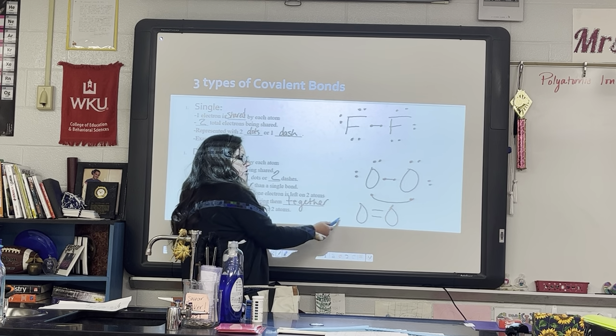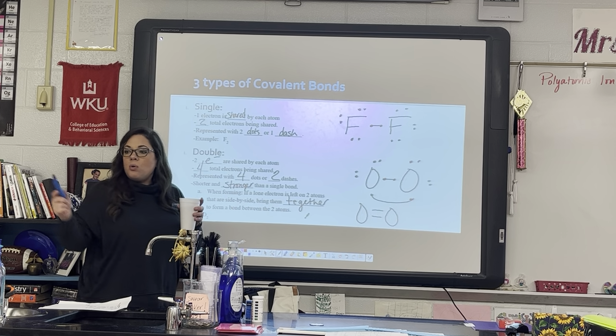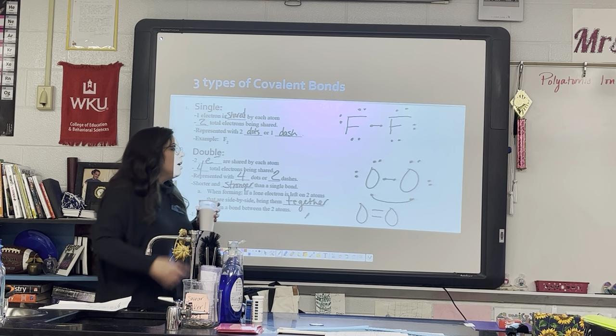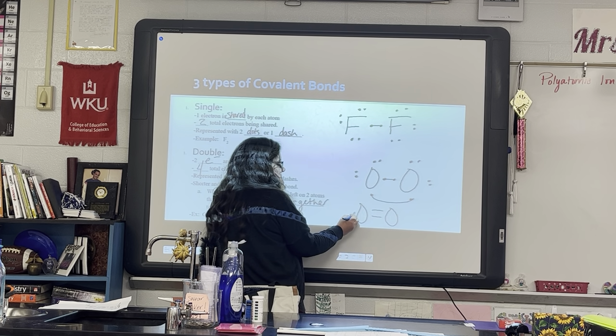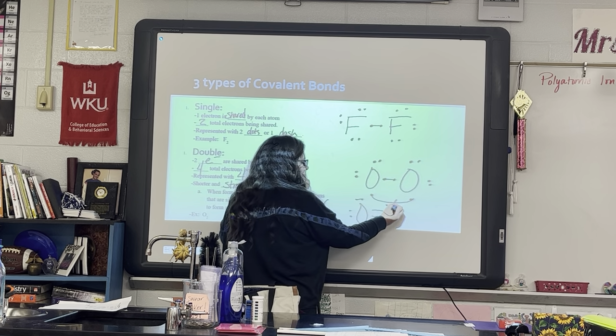Now, can I just redraw it like this? No. What do I need to include? The dots, right? Because this would only show 4 valence electrons. So I have to make sure and include my lone pairs.